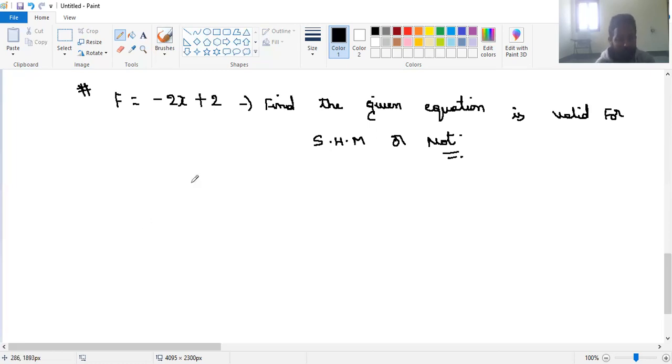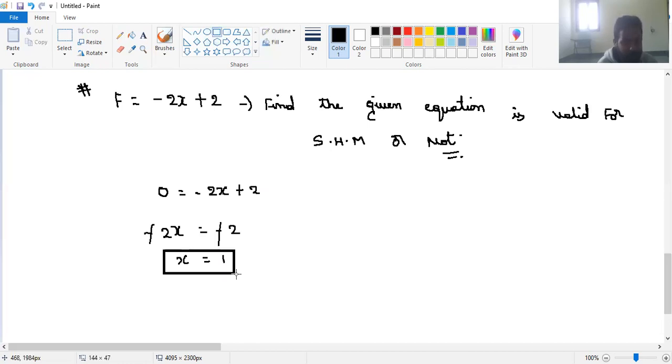So let us go with the things. Finding the mean position, how can we do it? Fnet is equal to 0, that means minus 2x plus 2 is equal to 0. So 2x is equal to 2, so x is equal to simply 1. So x is equal to 1 is my mean position.